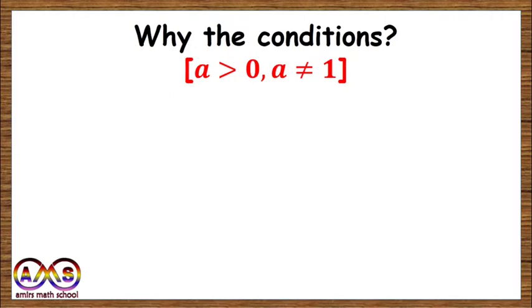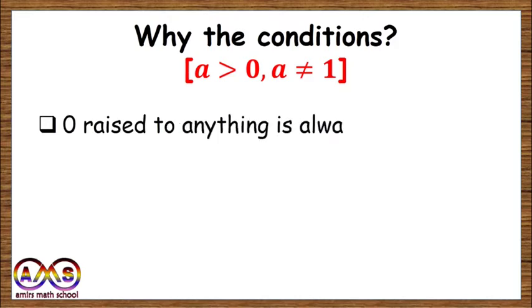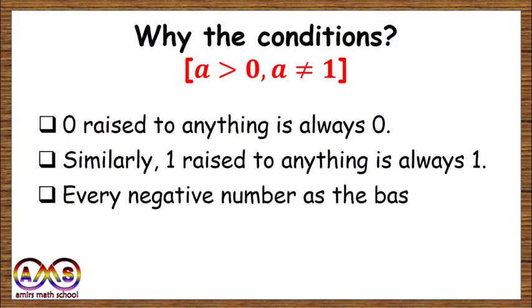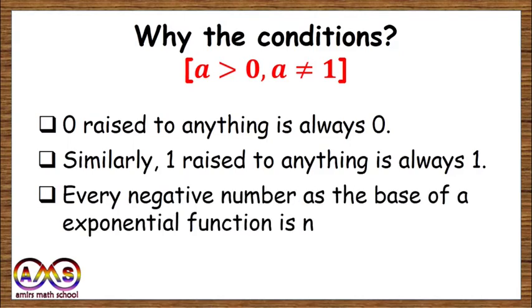Why the condition a greater than 0 and a not equal to 1? Because 0 raised to anything is always 0, and similarly, 1 raised to anything is always 1. Every negative number as a base of an exponential function is not always real. We know the square root of a negative number is not real.